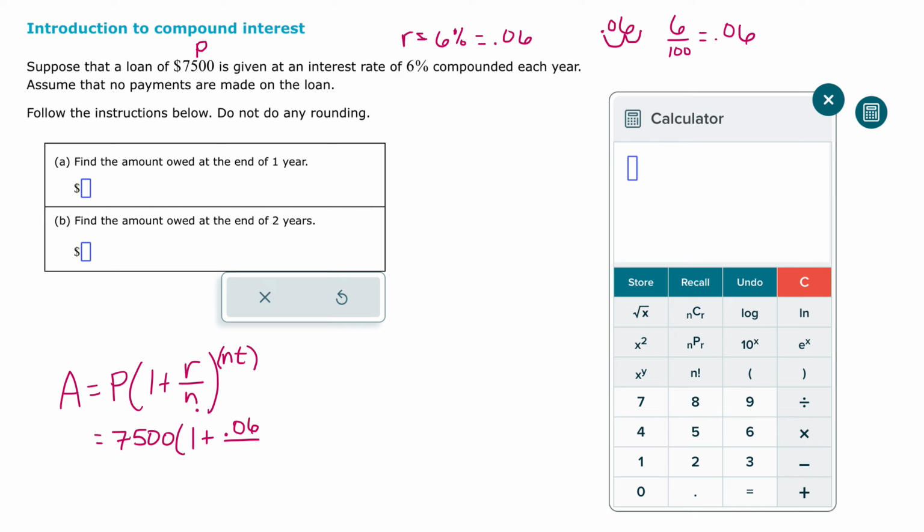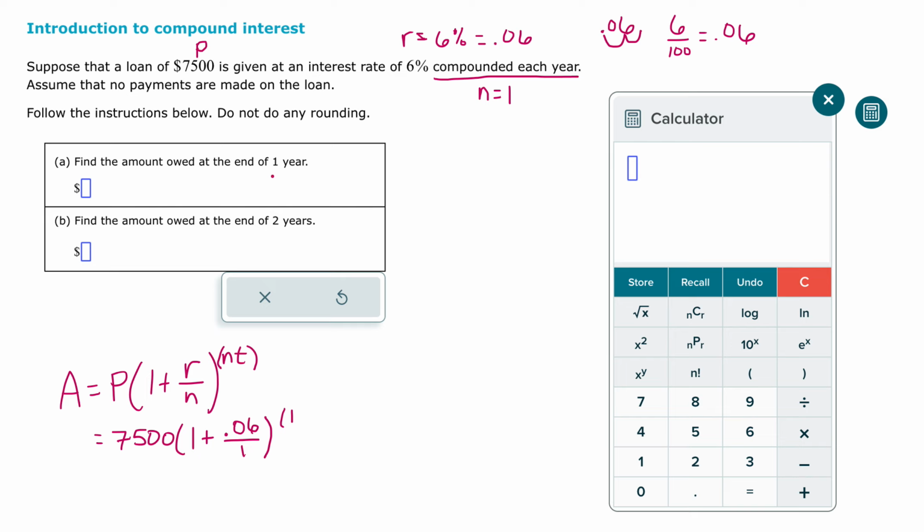The N is how often the interest is compounded. Here, interest is compounded each year. N is how many times a year interest is compounded. So if it's compounded once a year, then my N is 1. So this is 0.06 divided by 1, which I don't really need to do. I know anything divided by 1 is itself. N is in 2 places in the formula, here and here. So I'm going to put the N again.